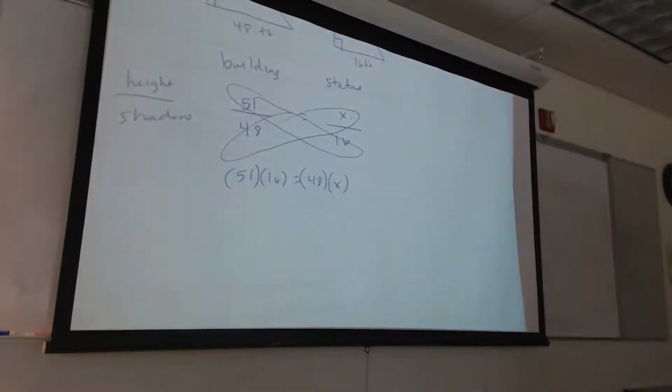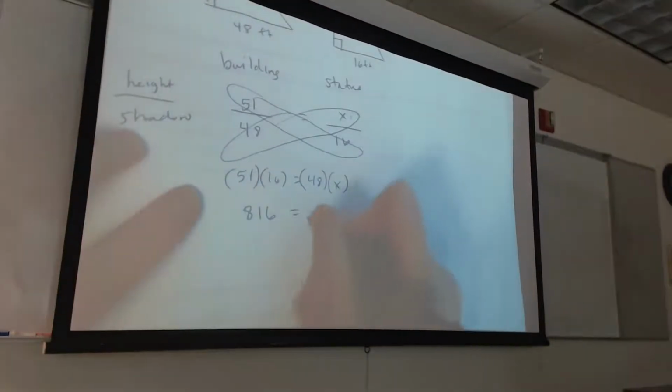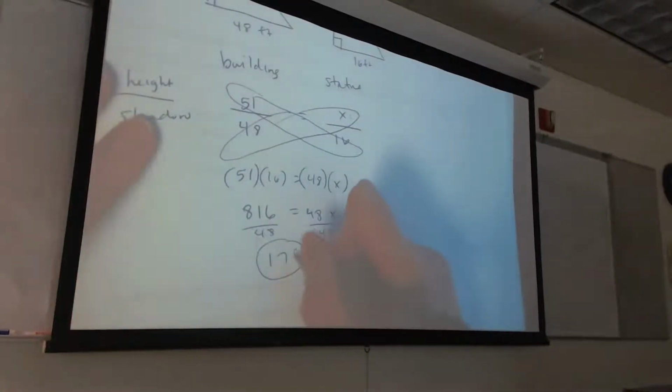Now I don't have my calculator out, so somebody help me out. 51 times 16, what do you get? 816. Okay, 816. And then 48 times x is 48x. Now we're just solving for x. So what happens when you divide by 48? 17. So the answer is 17 feet.